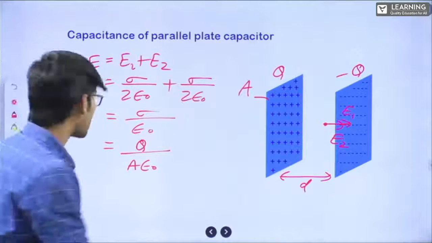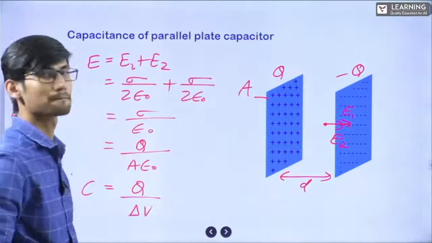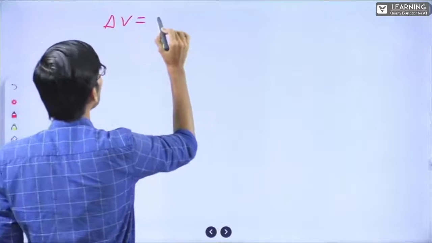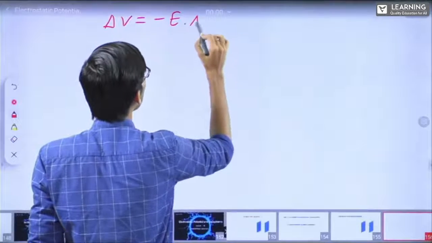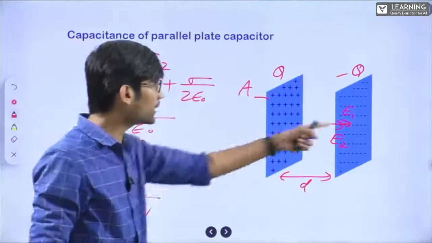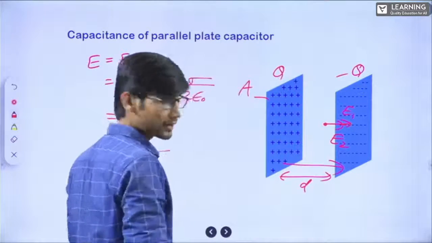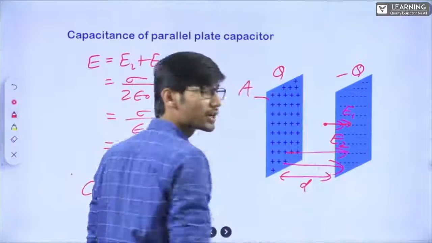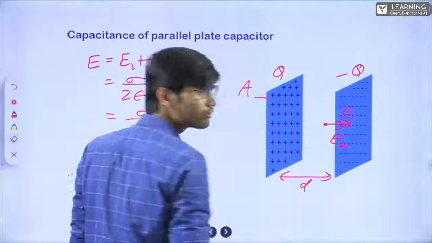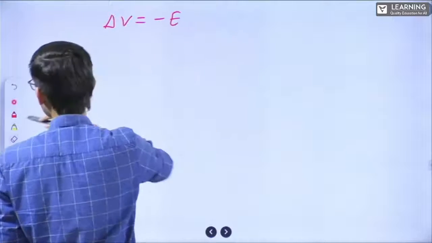Now I need to write the capacitance. Capacitance is equal to Q by delta V. Now delta V is equal to minus E dot delta X, if you remember. Both were vectors, correct? But here E and this distance are in the same direction. From here to here, if I take the delta X vector, it will be in this direction. The electric field is also in this direction, so the angle between them is 0 degrees. If I do the dot product, cos 0 will be 1, so there is no need for the vector sign. It will be E into delta X.